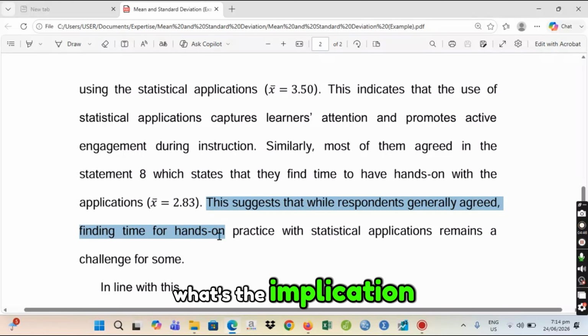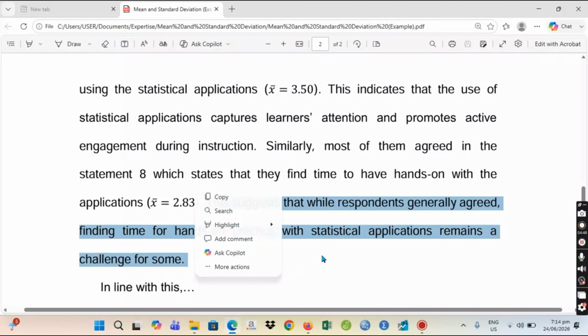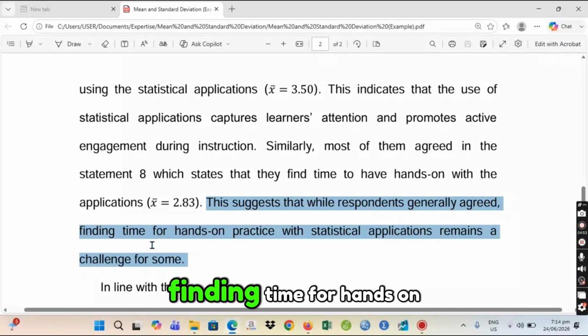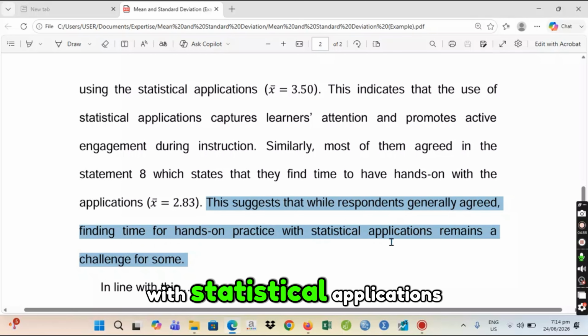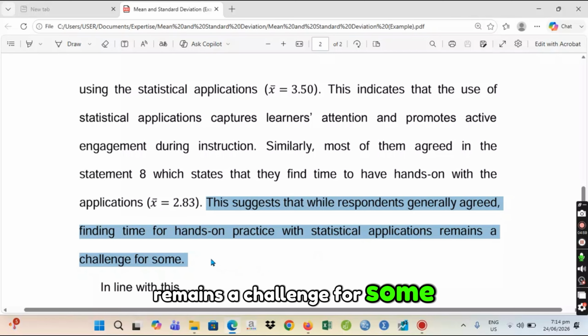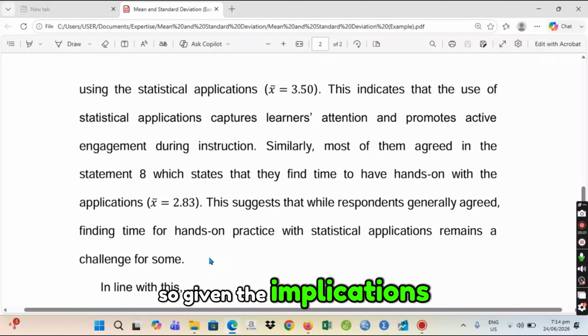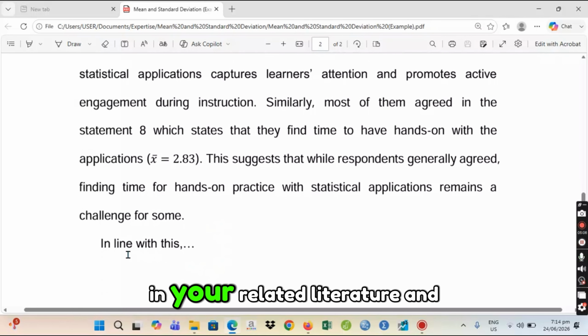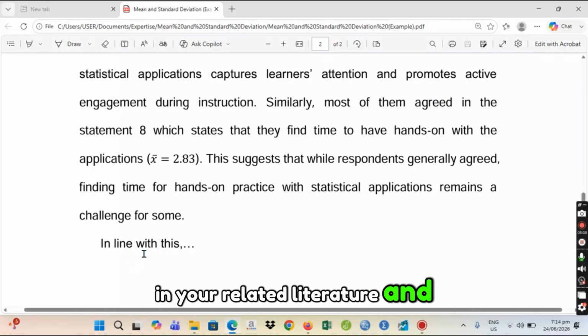So what's the implication? This suggests that while respondents generally agreed, finding time for hands-on practice with statistical applications remains a challenge for some. So given the implications, you can focus on that in your related literature and studies.